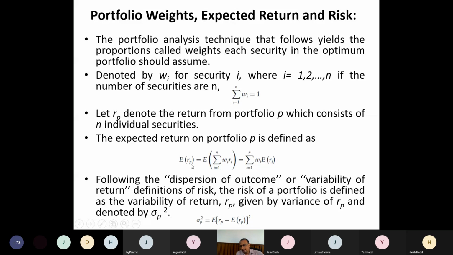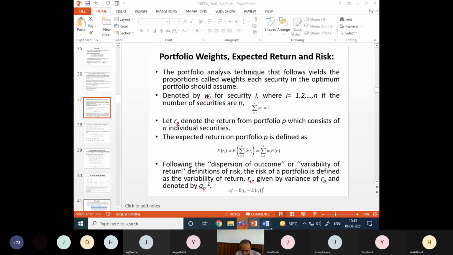Each security may not deliver the same return, or each security may not generate a higher return, but what is the average return of the portfolio? That is important, and that is the expected return from the portfolio, E of RP. And now what is RP? Let me use my notepad again.